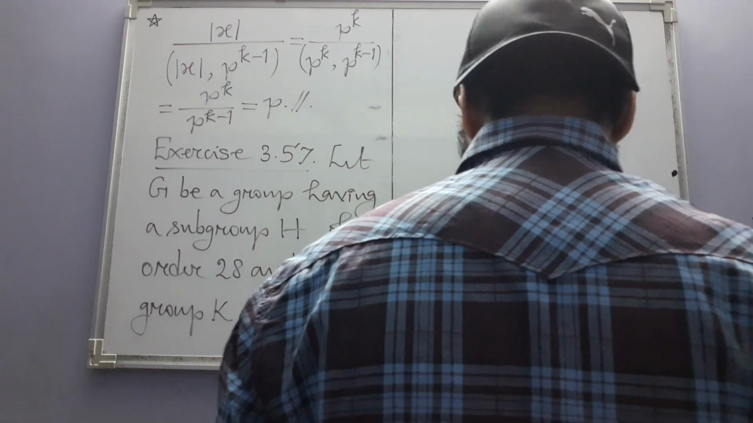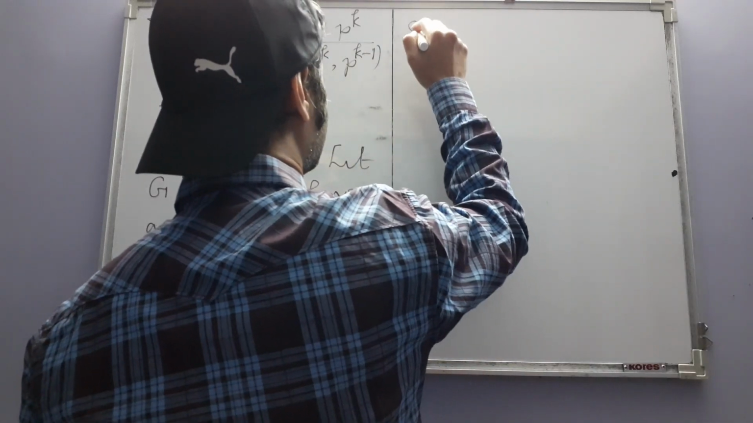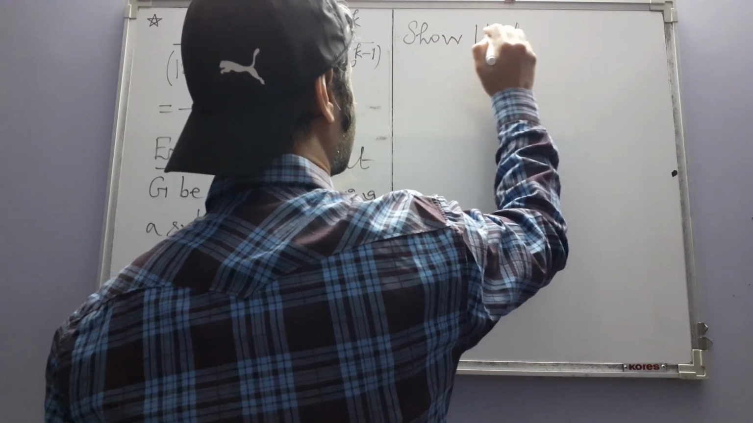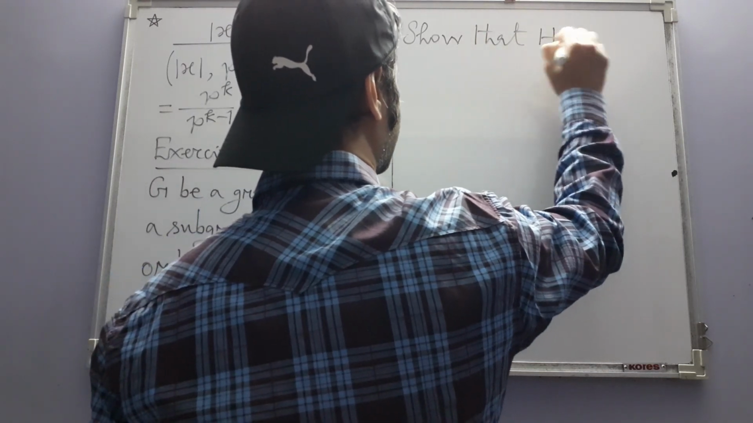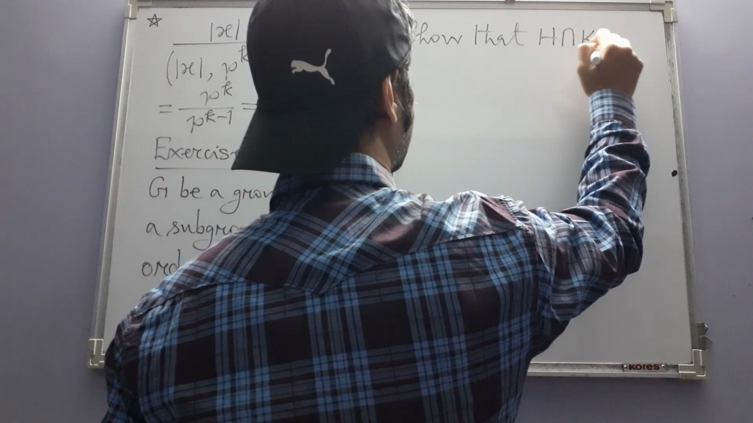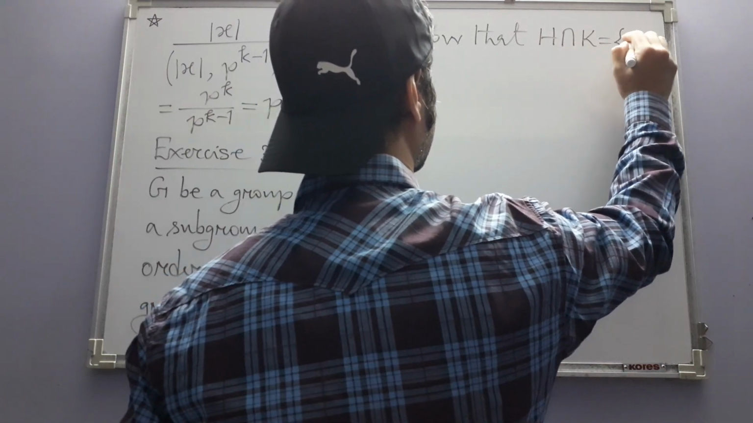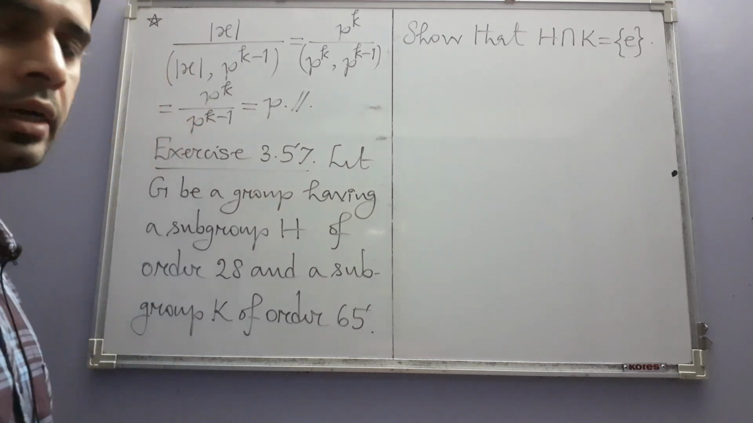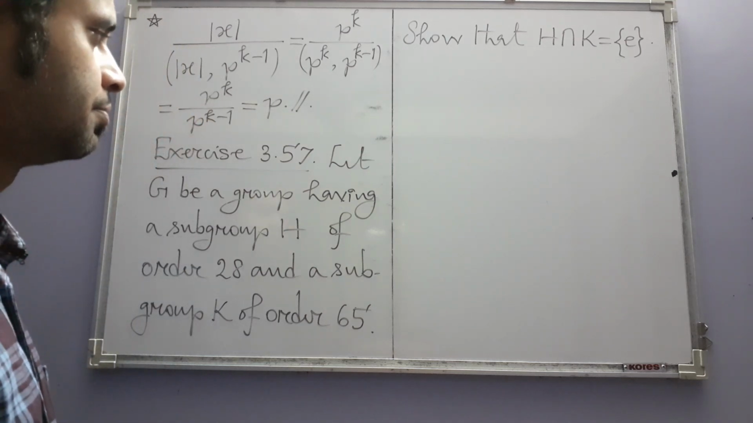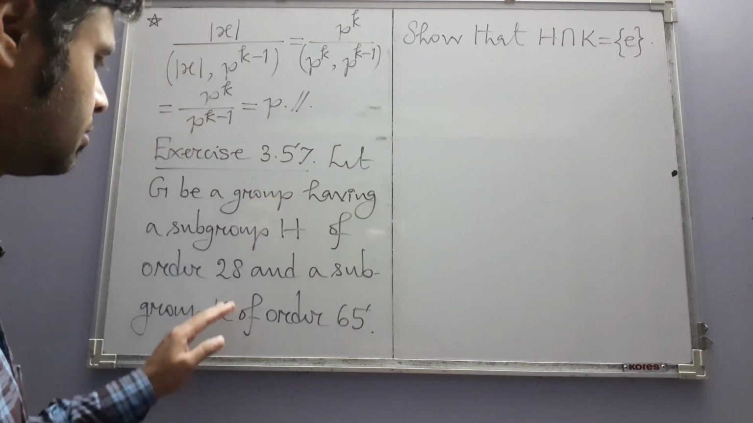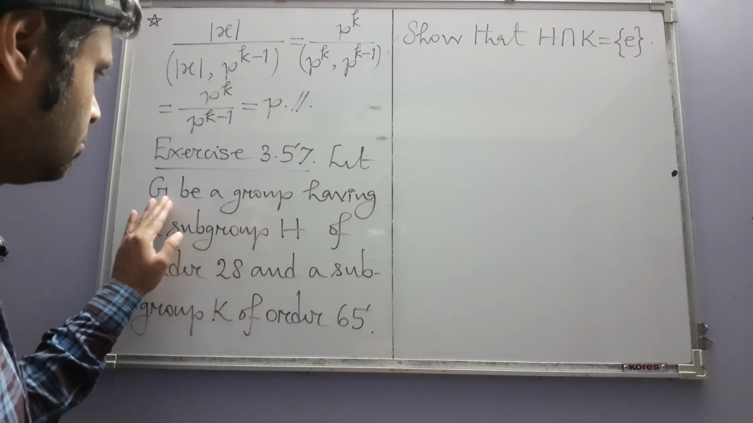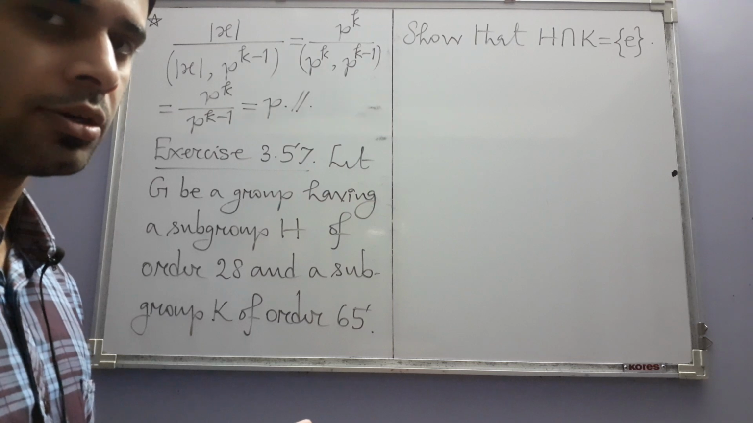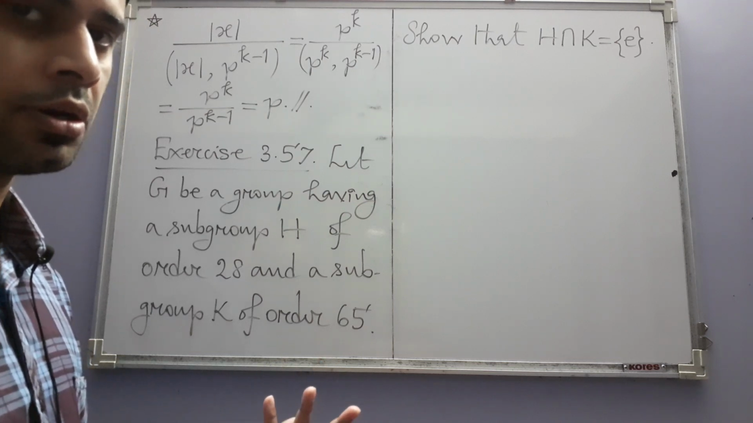We need to show this, that H and K intersect trivially. That means their intersection is this singleton set consisting of the identity element of G. Note that we don't really know whether G itself is a finite group or not, and it in fact does not matter.